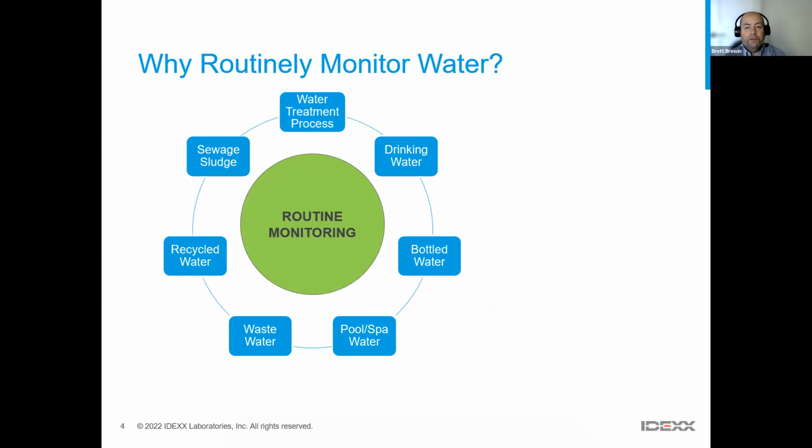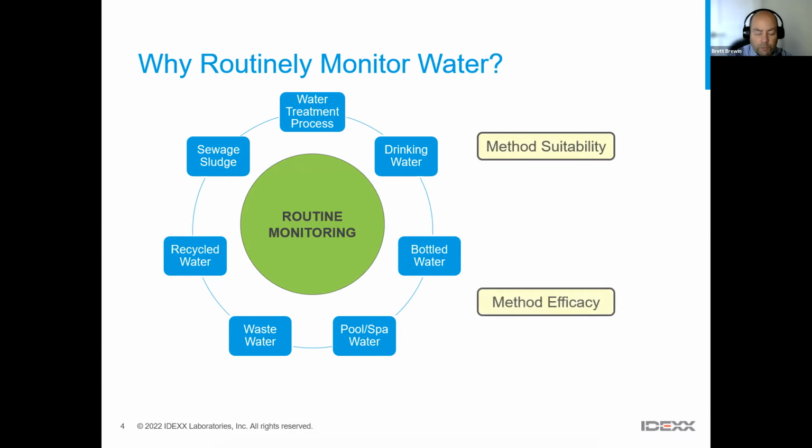Routine monitoring is used for all water types. So it doesn't matter whether it's drinking water, recycled water, so water reuse, whether it's from a pool or spa or bottled water, all types of water have to be tested. We have to have correct procedures in place to make sure that water, whatever its end use is, is suitable for that use. We have to make sure that the method suitability is correct and that the method efficacy is correct.